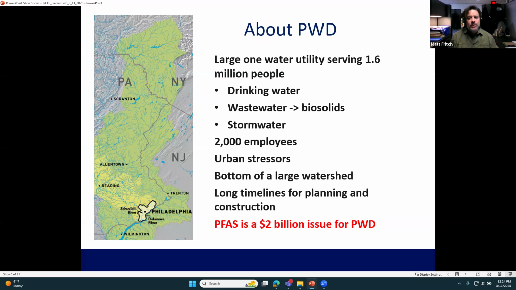We're a large utility, as I said. We have 2,000 employees. So when something new like PFAS comes up, it means even internally trying to educate our own workforce about PFAS.